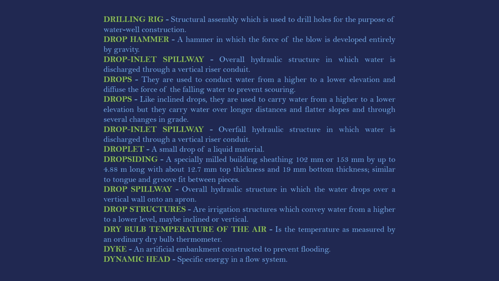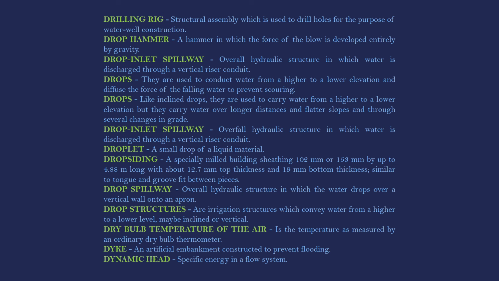Drop inlet spillway. Overall hydraulic structure in which water is discharged through a vertical riser conduit. Drops. They are used to conduct water from a higher to a lower elevation and diffuse the force of the falling water to prevent scouring. Drops. Like inclined drops, they are used to carry water from a higher to a lower elevation, but they carry water over longer distances and flatter slopes and through several changes in grade.